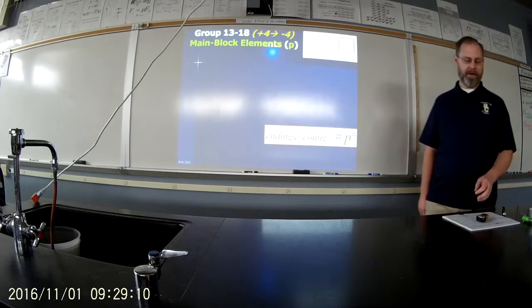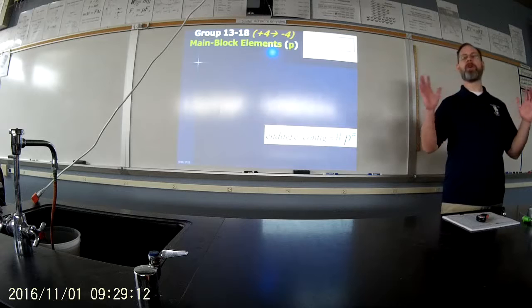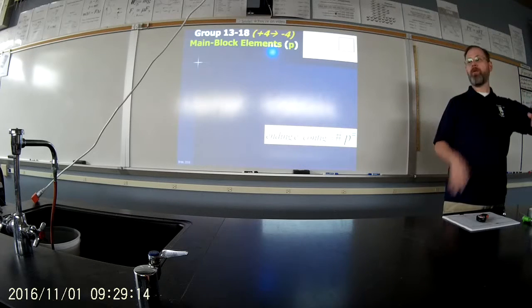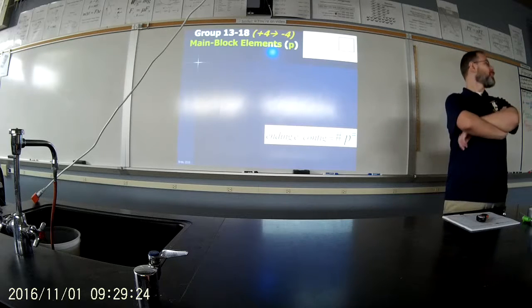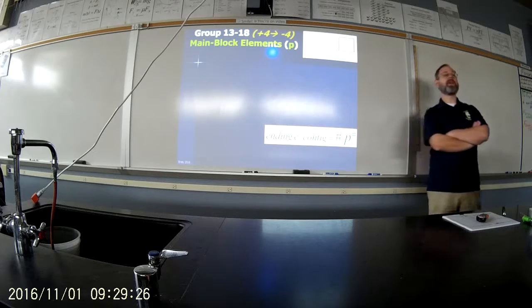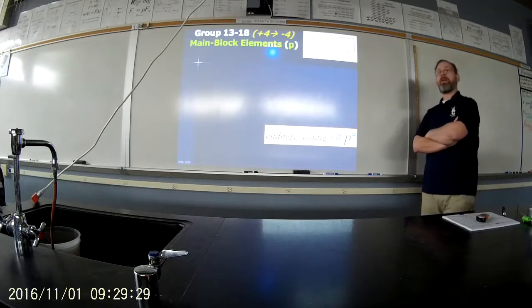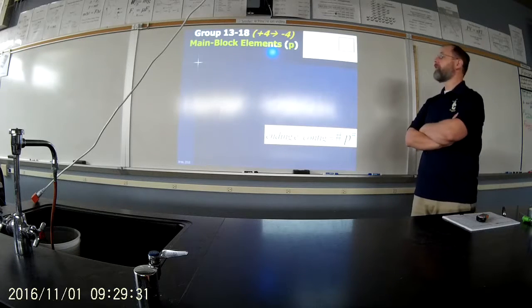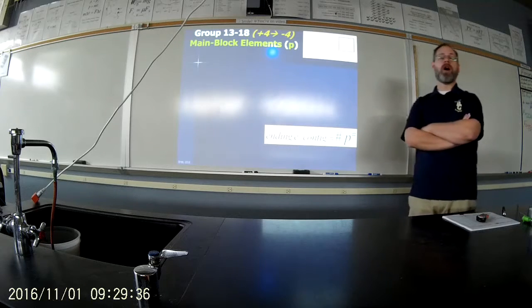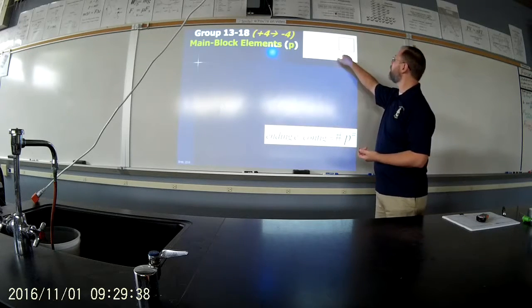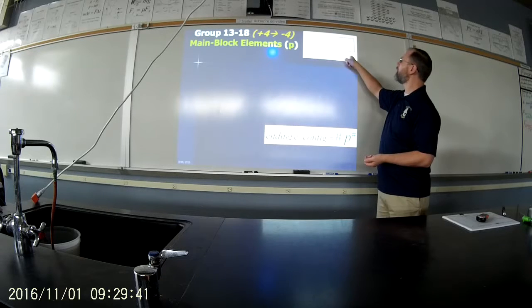This is where we have elements with the widest variety of properties. We've got some zany stuff in here. This is where the action happens. This is where the crazy stuff is. So, once again, since the main block has between 3 and 8 valence electrons, we have oxidation states from +3, +4, -4, -3, -2, -1, and 0.